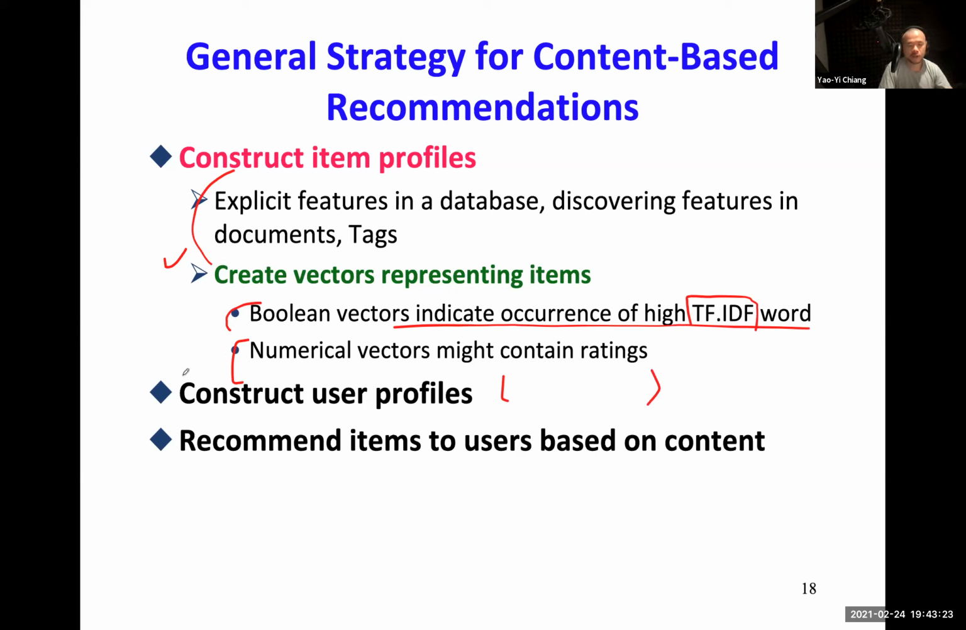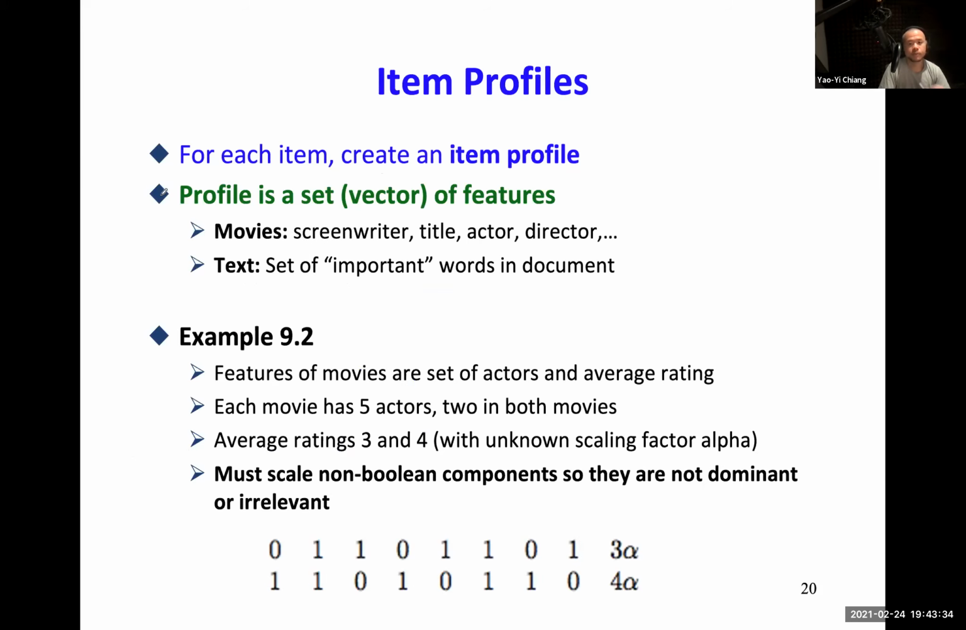Then we're going to construct user profile and then build a recommendation system, but we're not going to talk about it. Now, we're going to talk about item profiles. So item profiles, for each item, we want to create an item profile. A profile is a set of features, and this is usually a vector. So movies could be screenwriters, title, actor, and director.